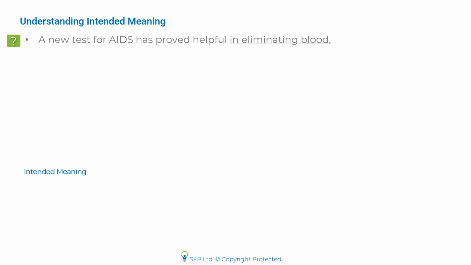Let's read together. A new test for AIDS has proved helpful. Okay, so the subject here is a new test for AIDS, and this has proved helpful. So we're talking about the quality of this test, the ability of this test. And whenever we talk about the ability of a noun, we always use a prepositional phrase to introduce that. And we rightfully have "in eliminating" here. So a new test has proved helpful in eliminating something. Eliminating what? Eliminating the blood.